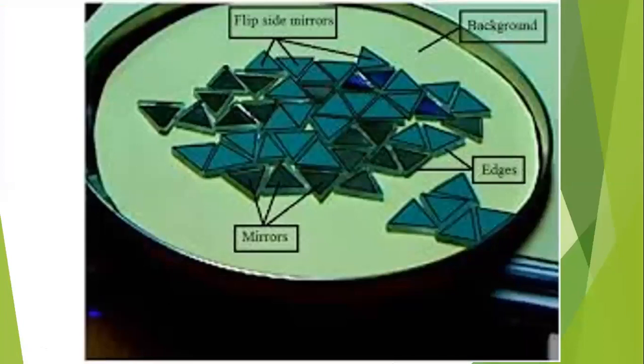In this figure we can see the mirrors. Separate individual mirrors are arranged in this way to a base. This is the background, these are the mirror edges, and the mirrors are arranged in a systematic way. In order to gather the solar radiation, each and every mirror will be oriented to the sun's elevation.